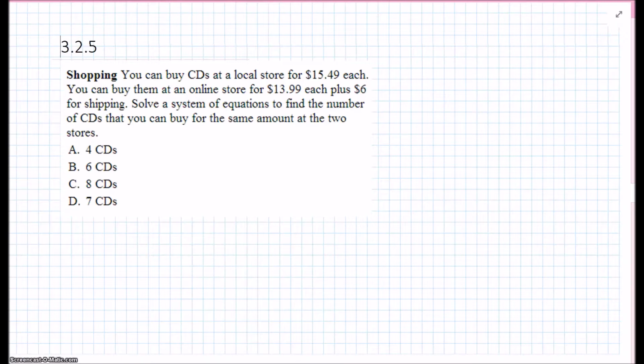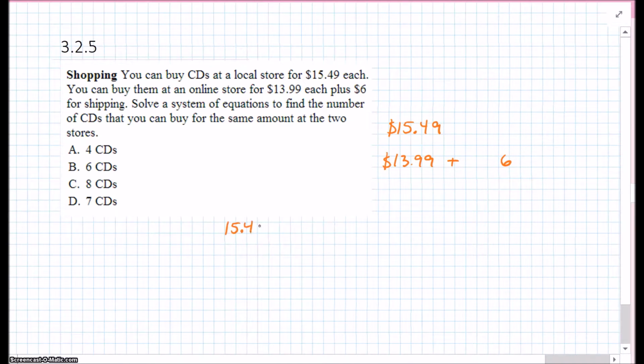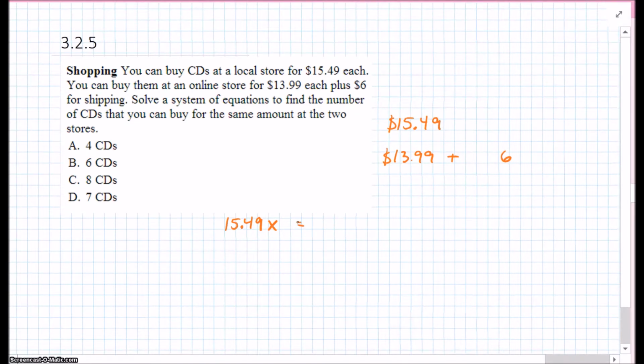So I know at the store, every time I buy a CD, it's going to cost me $15.49. For every CD I buy online, it's going to cost me $13.99 plus a $6 shipping fee regardless of how many I buy. So we can set the expressions equal to each other. So we can say 15.49x, that's what we could buy at the store, is equal to 13.99x plus 6.